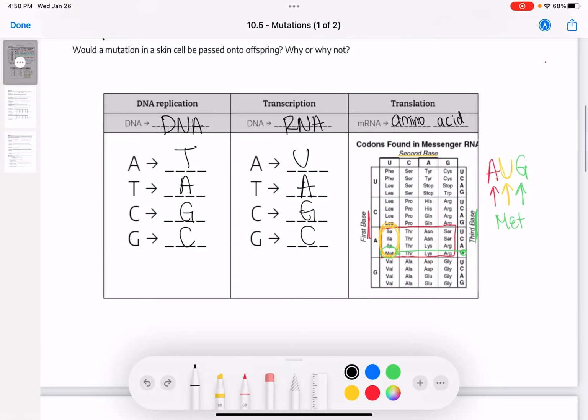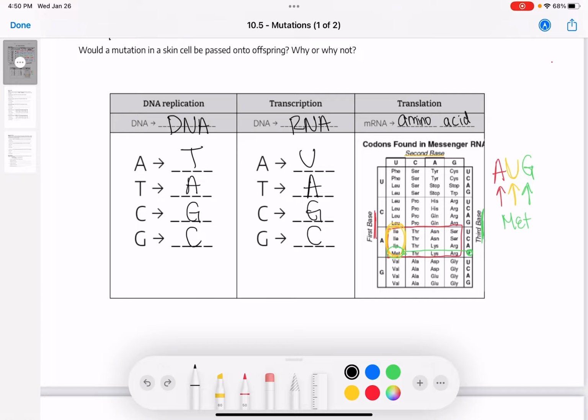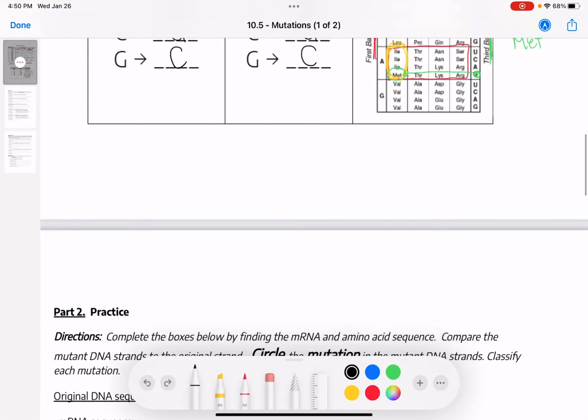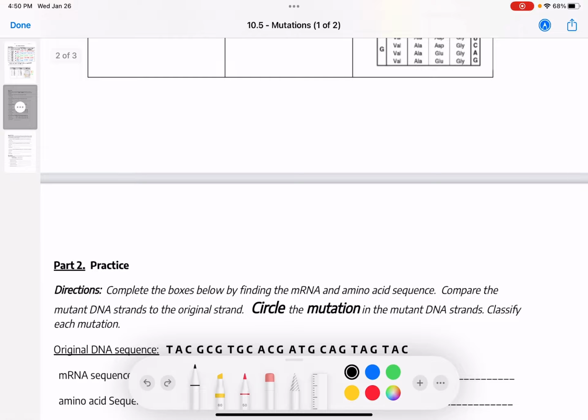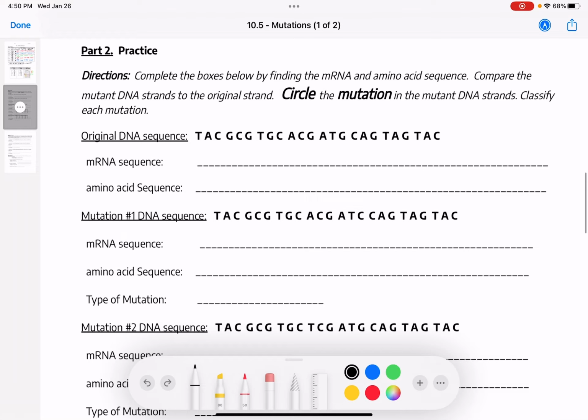Another thing that you should hopefully be able to fill out on your own is this chart of going from DNA to DNA, which is also known as DNA replication, and going from DNA to RNA, transcription, and then of course how to use your codon chart. If you don't know how to do that, you need to speak to me immediately. So I'm going to go ahead and move on to the practice part.